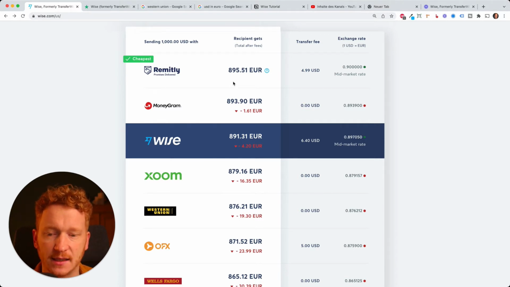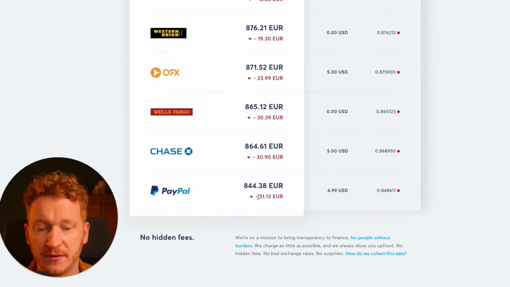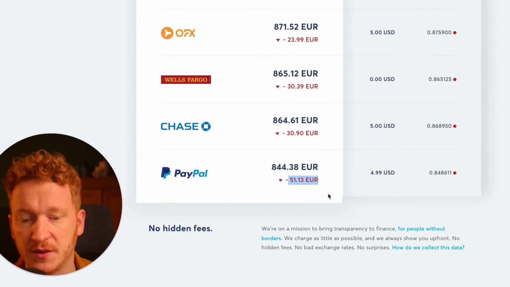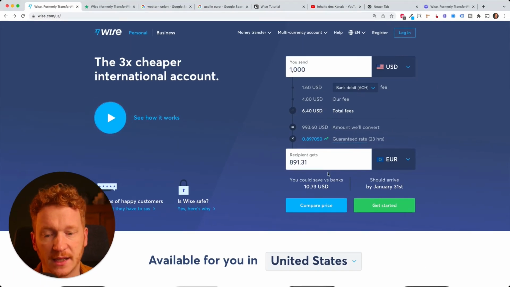And I really like that they are so transparent about it, because then you always see how much you pay more or less compared to your normal bank. If you go down here, for example, the Chase Bank or PayPal, which a lot of people also use to send money abroad, then the fees are much higher. You pay 50 euros already for that. So that's why it makes sense to use a service like Wise.